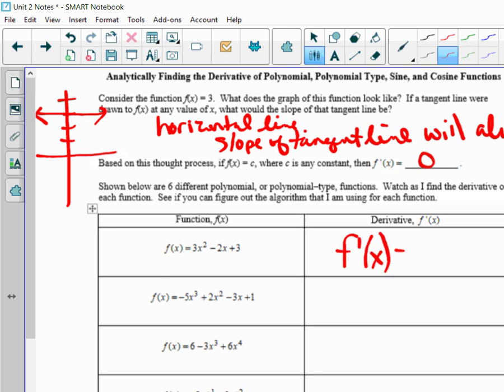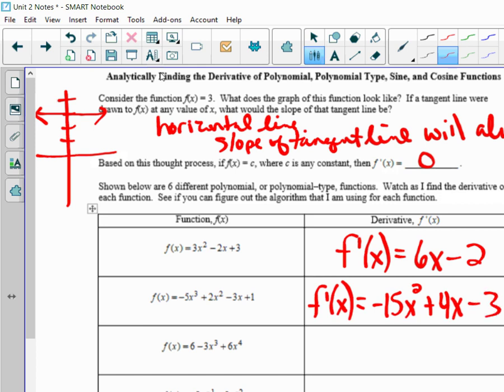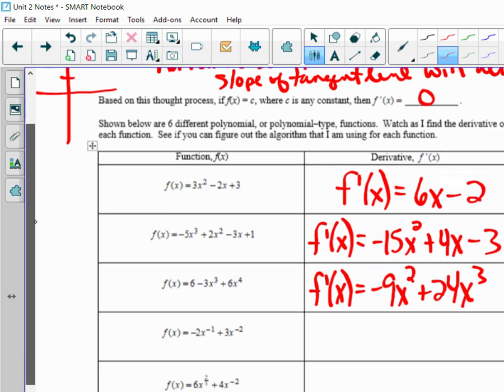So the derivative of the first one is 6x minus 2. And the derivative of the second one is negative 15x squared plus 4x minus 3. And as I'm doing this, I want you to be thinking about what's happening. What am I doing on here? The next one is negative 9x squared plus 24x to the third. Think about what's happening with the numbers as I go along here.